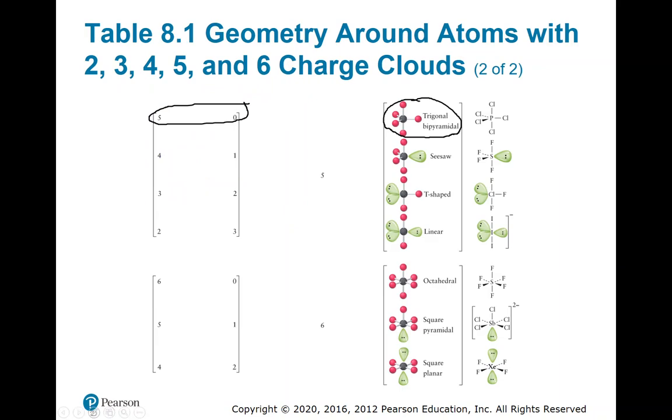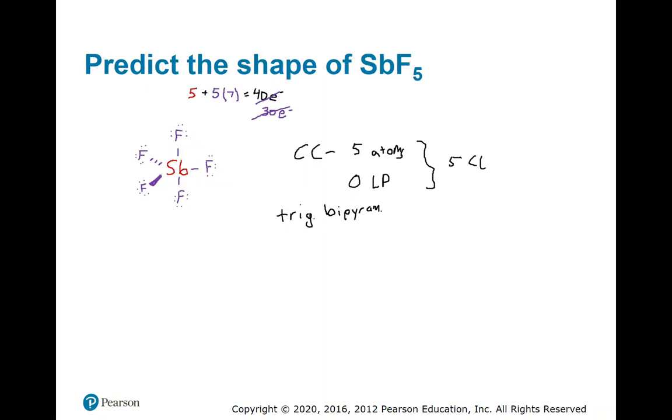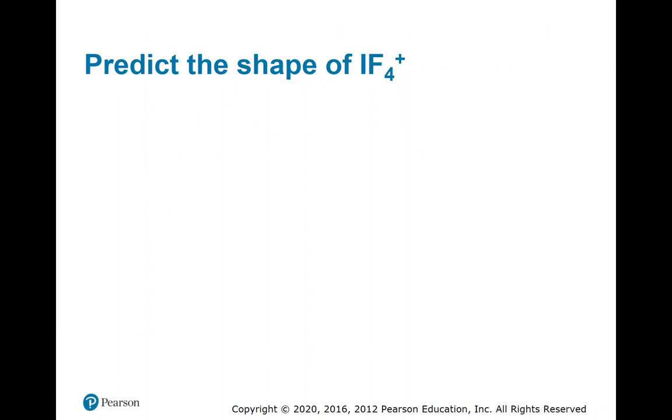Let me go ahead and erase this so that we can come back to this later, and we'll move on to the next example, which is to predict the shape of this ion here, which has formula IF4+. It's got a charge on it, which you'll need to account for. So again, go ahead and pause the video, try this on your own, and then we'll come back and work through this together.